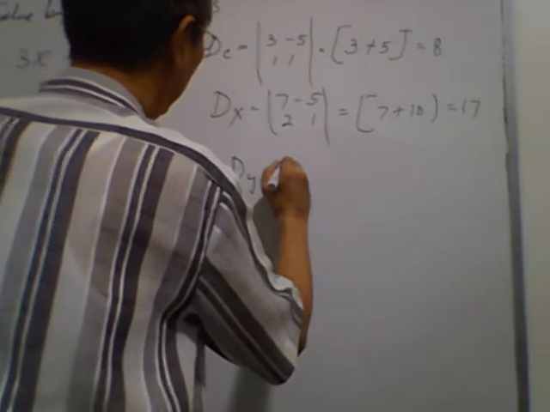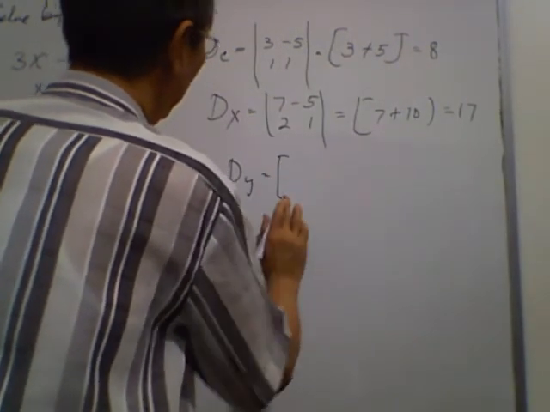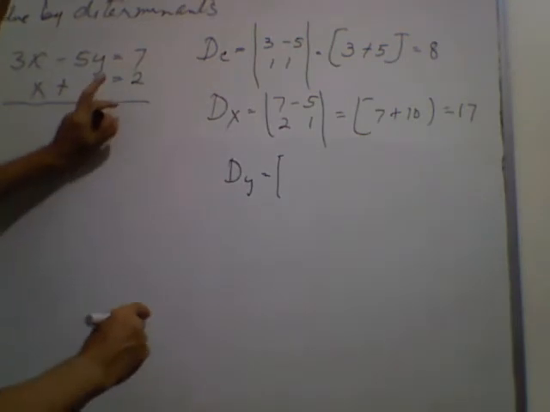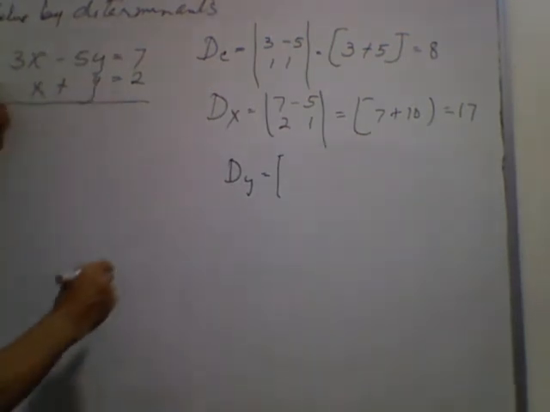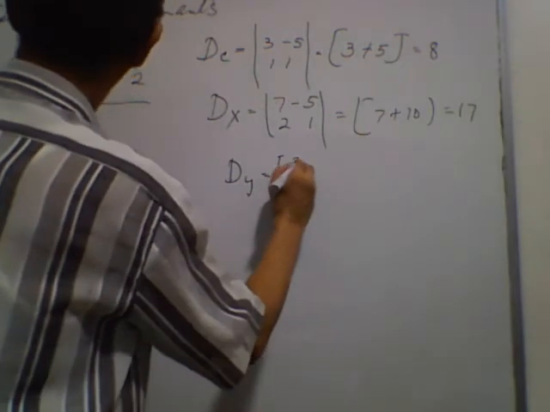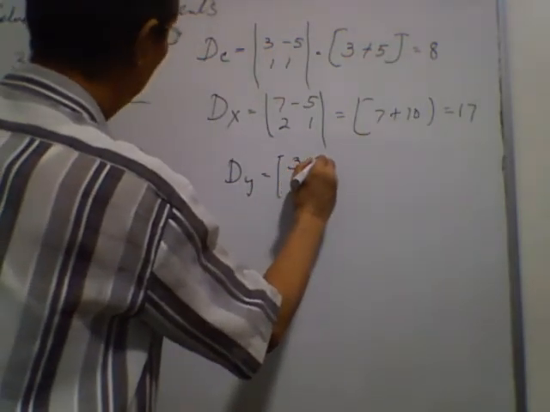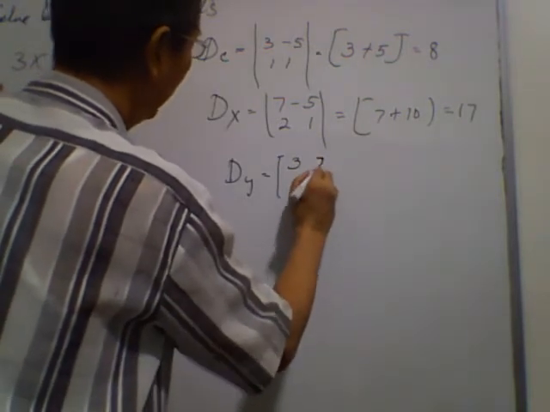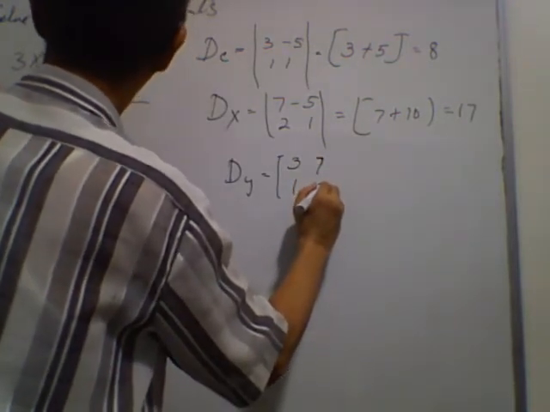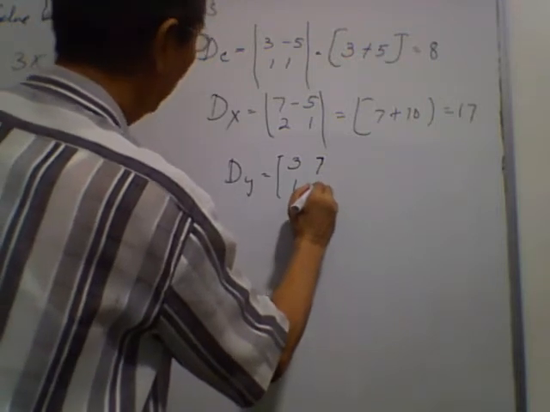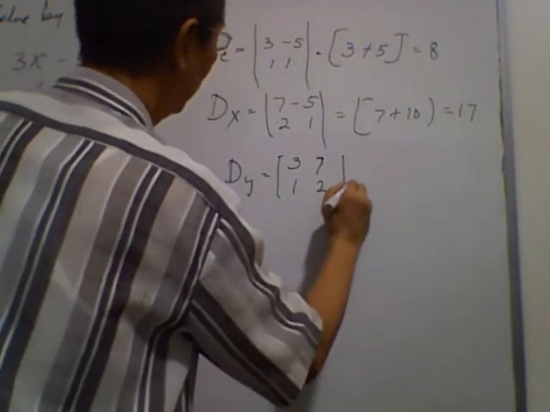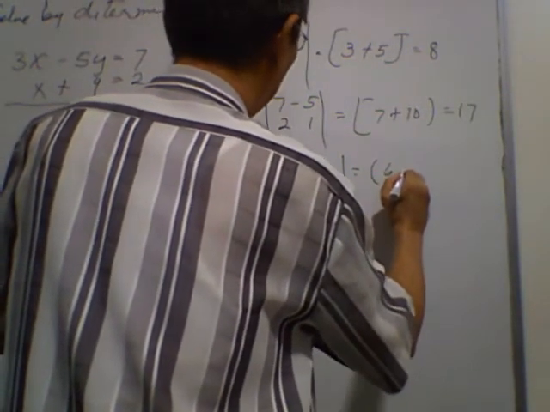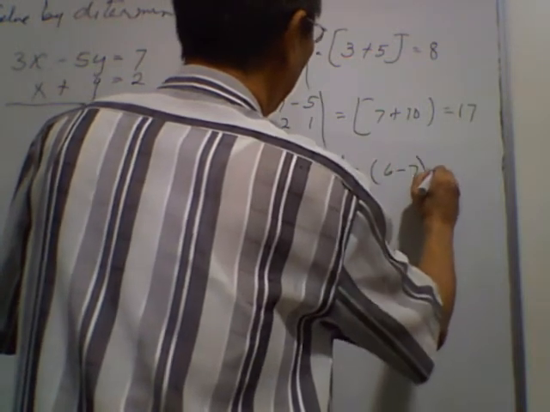So for y, dy, just the same, we replace the coefficients of y by 7 and 2. So we have here 3 and 7, and 1 and 2. So that will be equal to 6 minus 7, and that is equal to -1.